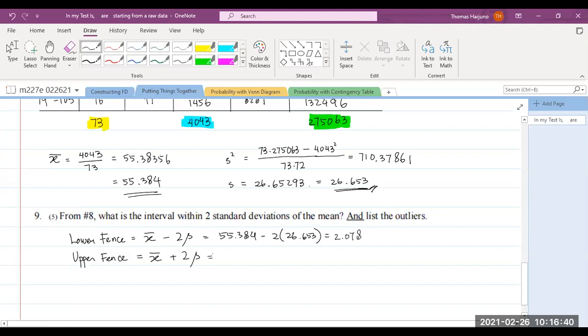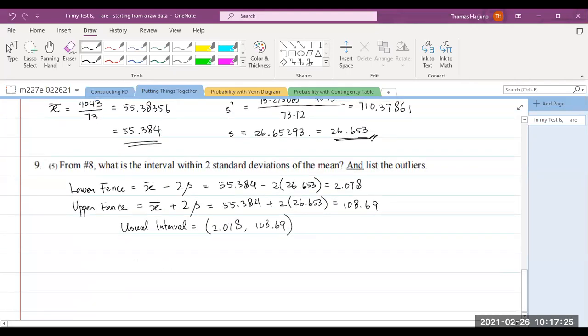And then the upper bound, we add twice the standard deviation instead. I get 108.69. So the usual interval, in interval notation, is 2.078 to 108.69. That's the usual interval.